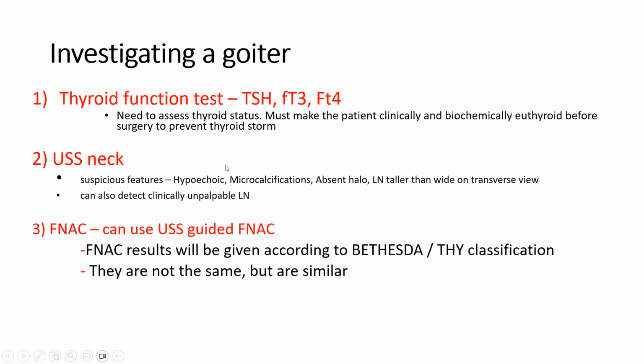Those features are hypoechoic thyroid gland, microcalcifications, absence of halo, and lymph nodes that are taller than wide on transverse view. Okay, and also with the ultrasound neck, you can detect clinically unpalpable lymph nodes. So clinically, when you do the examination, if you don't feel any lymph nodes, the ultrasound might pick them up.